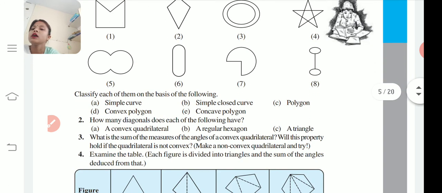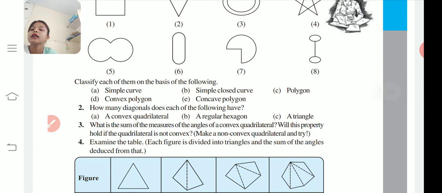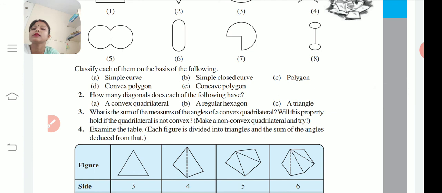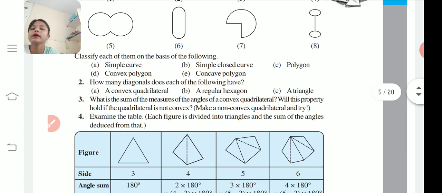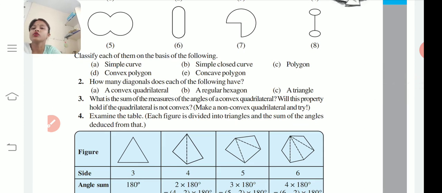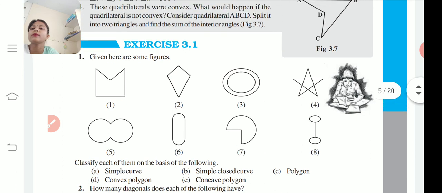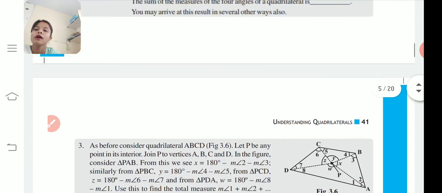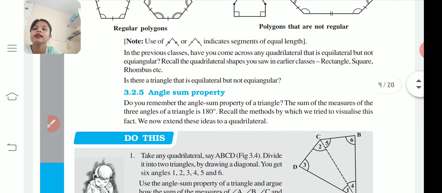And the second question, how many diagonals does each of the following have? A convex quadrilateral, a regular hexagon, a triangle. A regular hexagon means a hexagon which has 6 sides, all equal, and you have to find the diagonals in that. So question number first and second of exercise 3.1 of your NCERT book you have to solve. Fine. The rest of the things we will discuss in the next class.